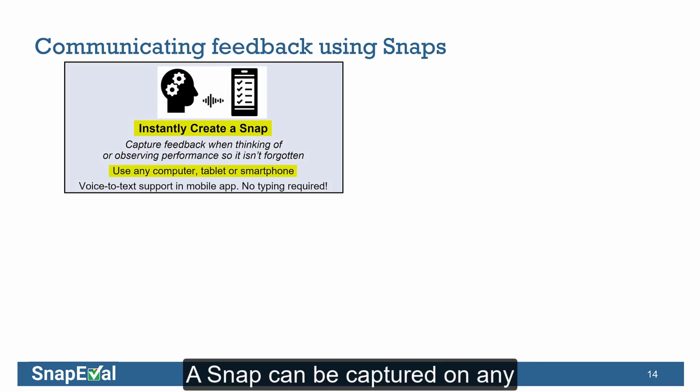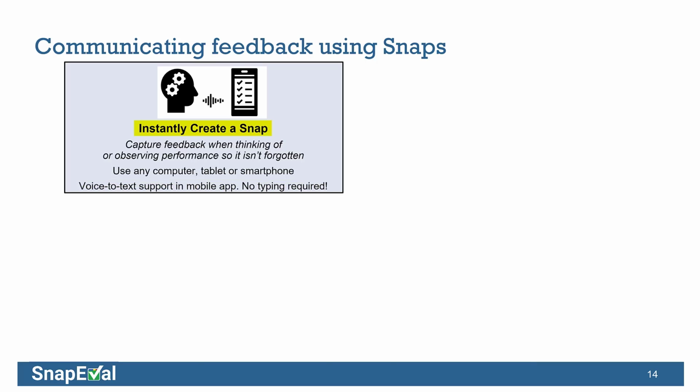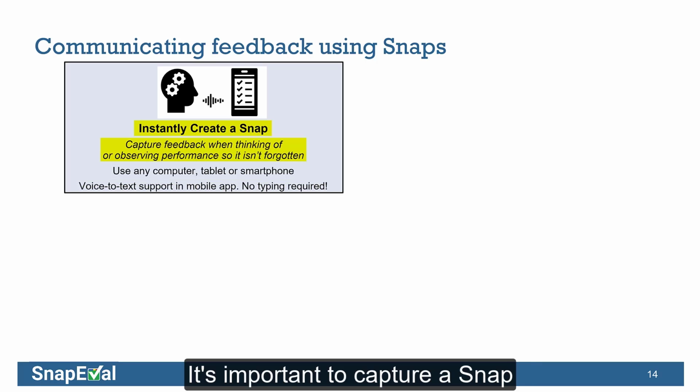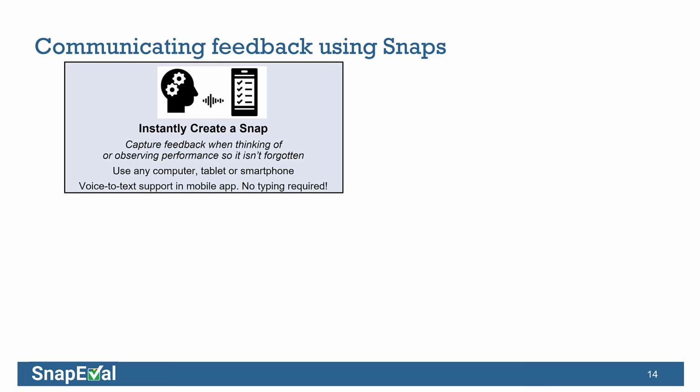A snap can be captured on any internet-connected computer or tablet. The SnapEval mobile app's voice-to-text support enables a snap to be captured in seconds, even if the feedback details are extensive. It's important to capture a snap for an employee when thinking of or observing performance so that the feedback isn't forgotten. However, a snap isn't required to be communicated instantly to the feedback recipient at the time it's created.